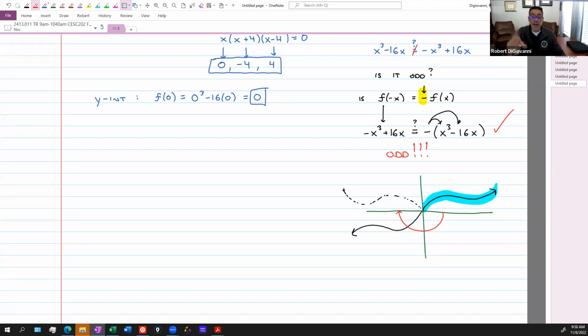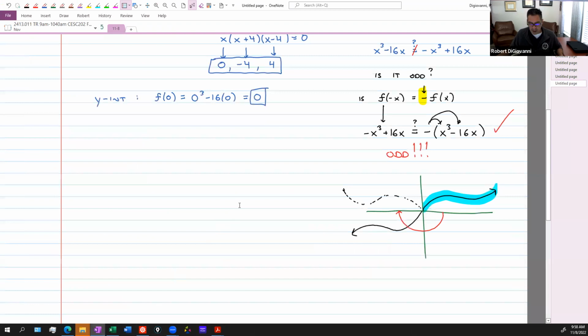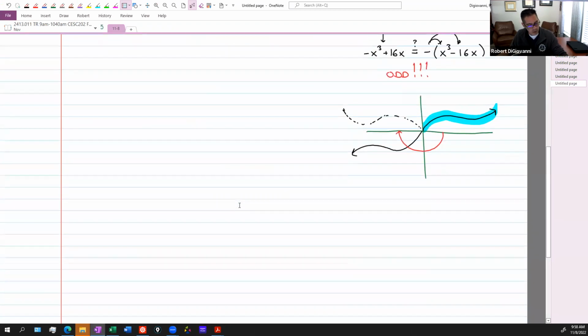Okay, so we know that our function, whatever it looks like to the right of the y-axis, it'll be that double reflection to the left of the y-axis. All right, what next? We could have put this in Desmos a long time ago, right? And been done. All right, find any asymptotes. This is step 4.